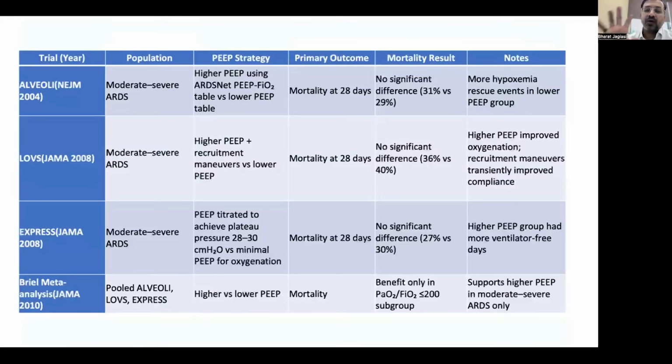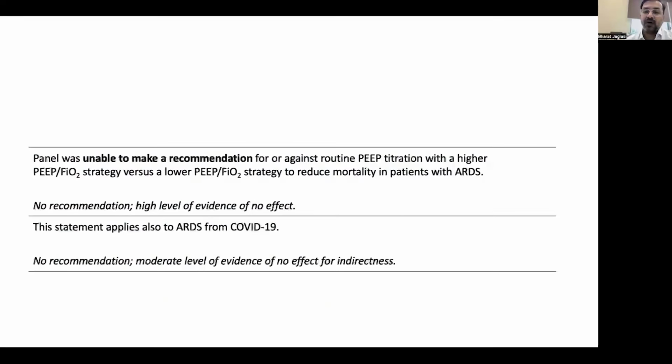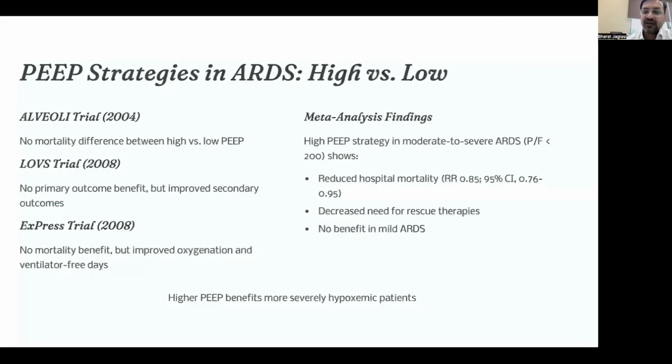So though the individual studies are not in favor, and the ESICM guidelines do not advise for or against PEEP titration with a higher PEEP/FiO2 strategy versus a lower PEEP/FiO2 strategy to reduce mortality, as per the meta-analysis we might consider the higher PEEP strategy in moderate to severe cases of ARDS.